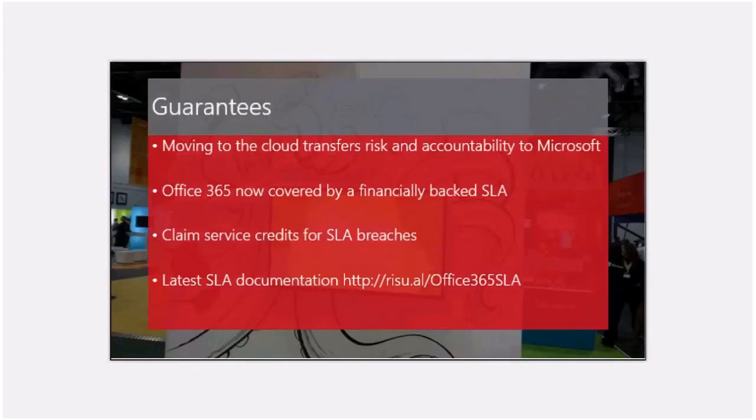In terms of guarantees, moving to the cloud transfers risks and accountabilities to Microsoft. Office 365 is now covered by financially backed SLAs, so if SLAs are important, that is only growing and growing. You can claim service credits with SLA breaches. There is some SLA documentation at the URL that you can have a look at, and have guarantees around the service being delivered by Office 365 and Microsoft. So there are some assurances to the service that will be provided.